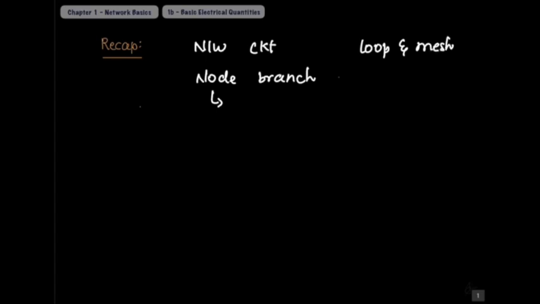In the last section, we discussed network and circuit. We also discussed node, branch, and the types of nodes that we use for analysis. We discussed loop and mesh. We also discussed planar network and non-planar network.